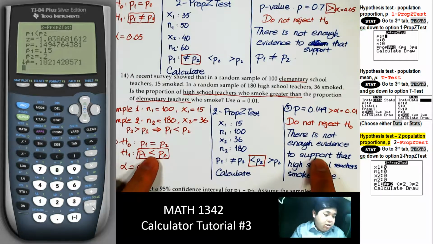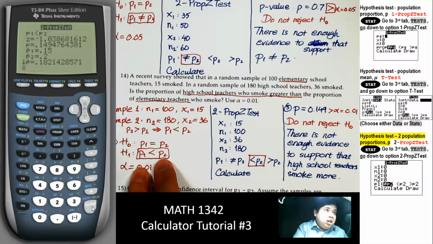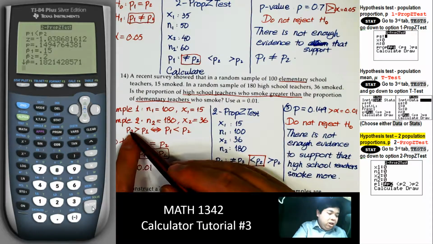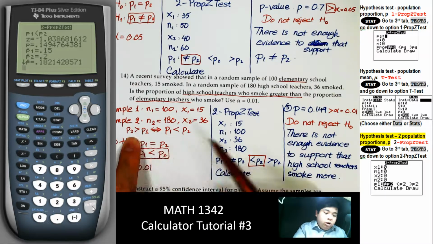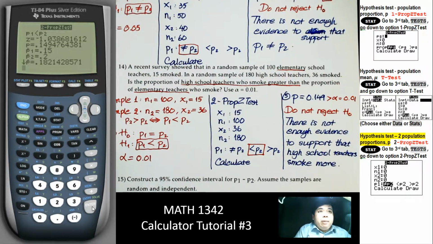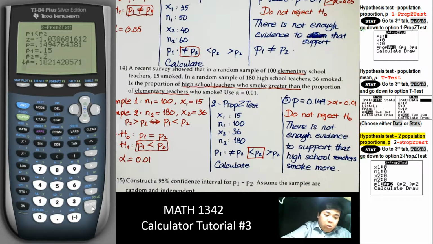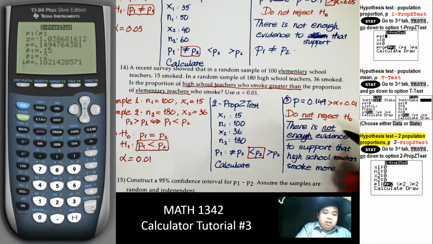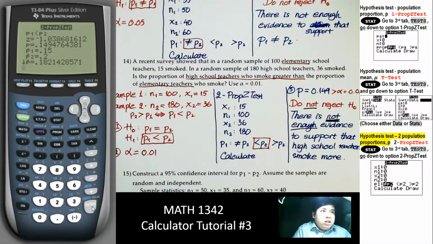And so we always support this: P1 less than P2, or P2 is more than P1. Those are the same thing. So P2 is more than P1, meaning the high school teachers smoke more, or we write the elementary teachers smoke less. Either way, it's still the same statement. And so, as always, if it is not reject, there will be not enough evidence. Right, so that is 14.